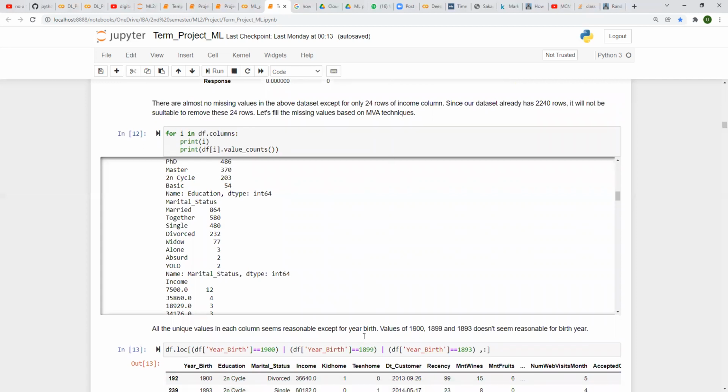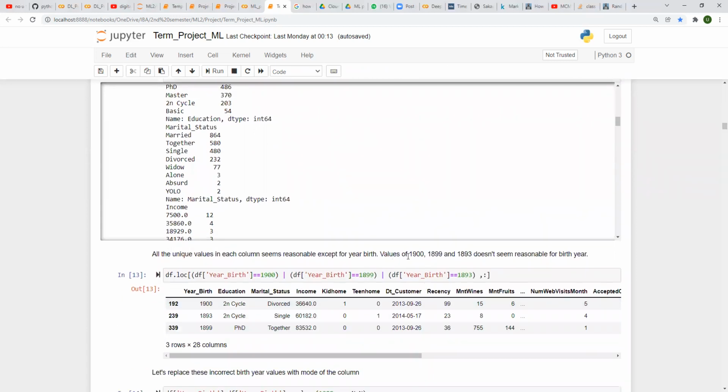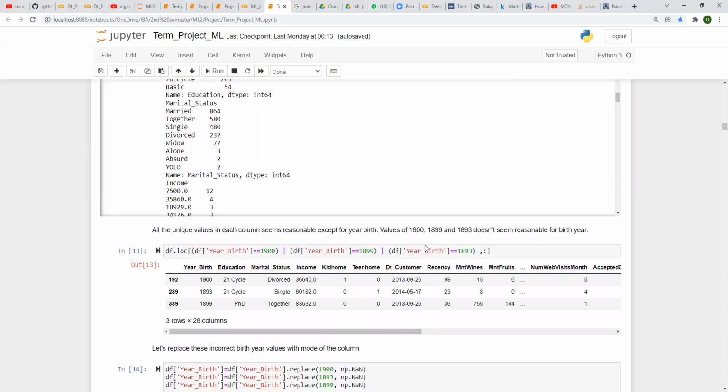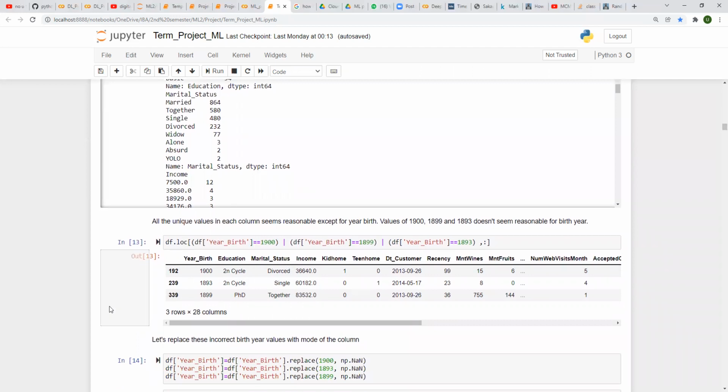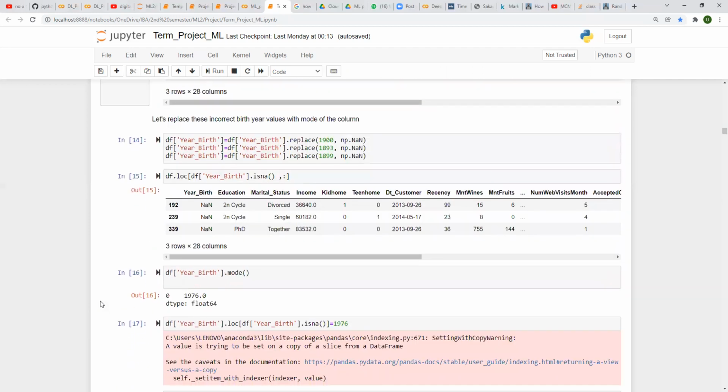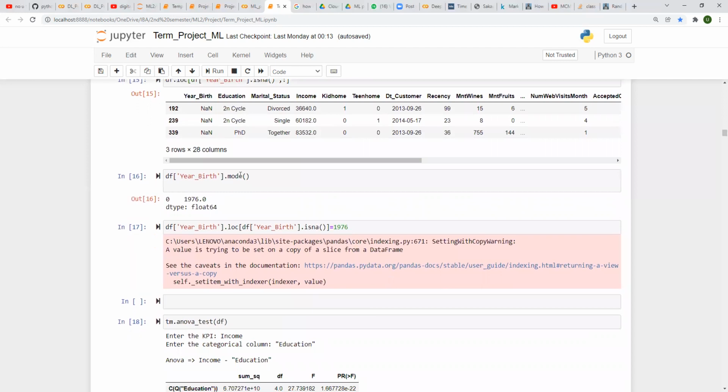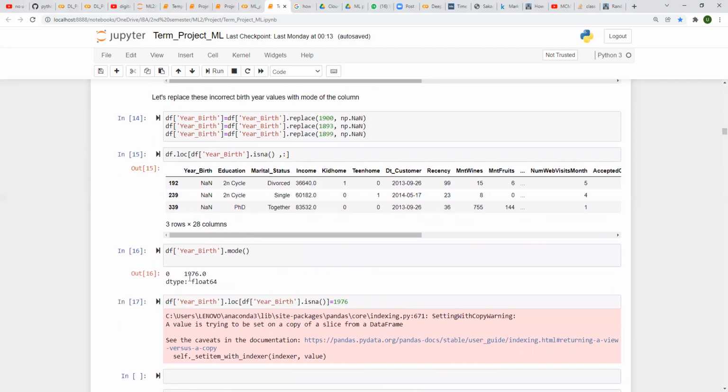And doing so, we found that the values of 1900, 1899, and 1893 don't seem reasonable for birth year. This seems like an incorrect value, so we have to change this. First of all, these values will be converted to null, and then after converting them to null, we are going to replace them with the mode of the birth year. That's the easiest way to fill the year birth column.